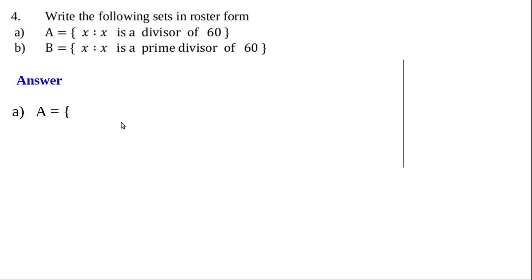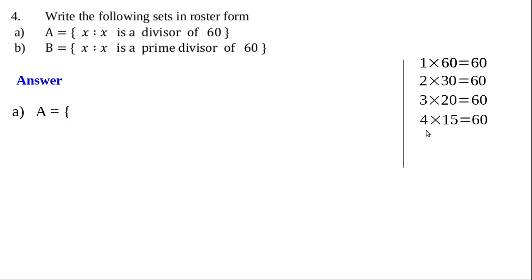Okay. If you have any doubt about how to find the divisors of 60, you just write like this. 1 into 60 equals 60. 2 into 30 equals 60. 3 into 20 equals 60. 4 into 15 equals 60.